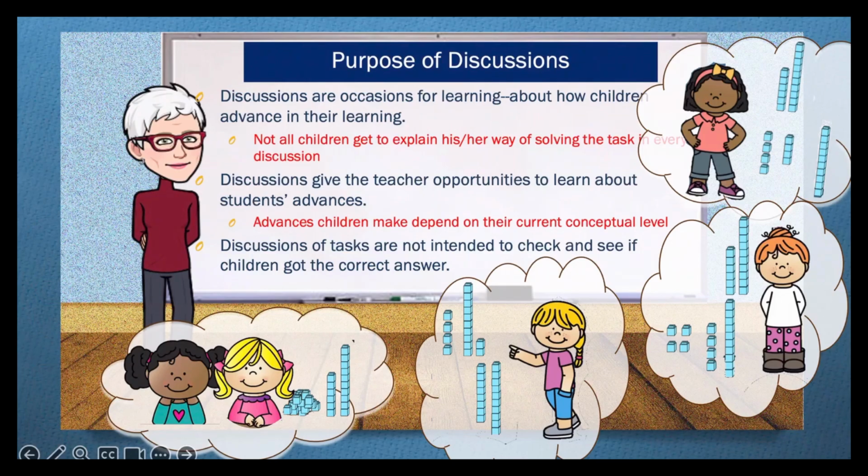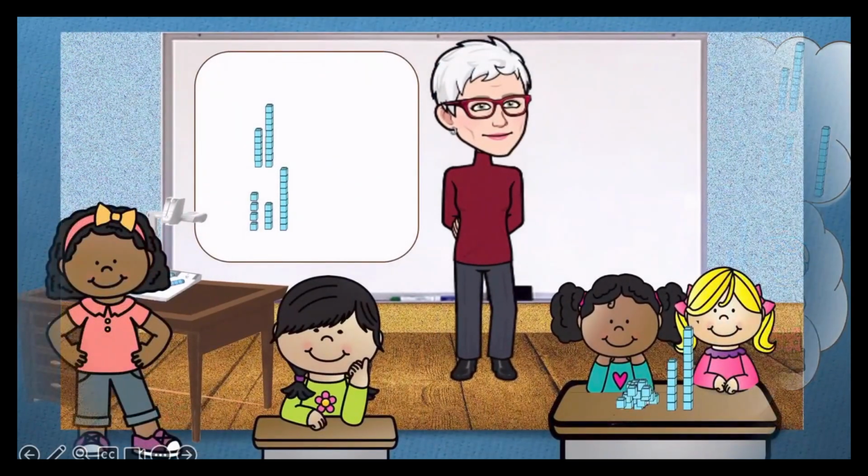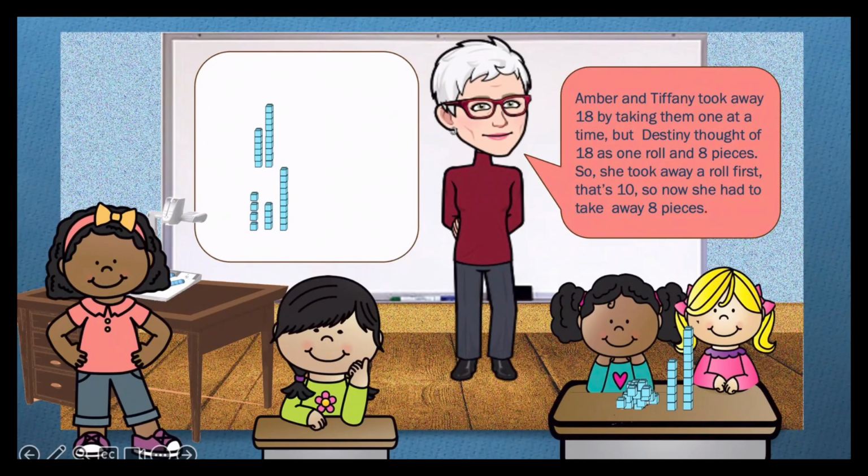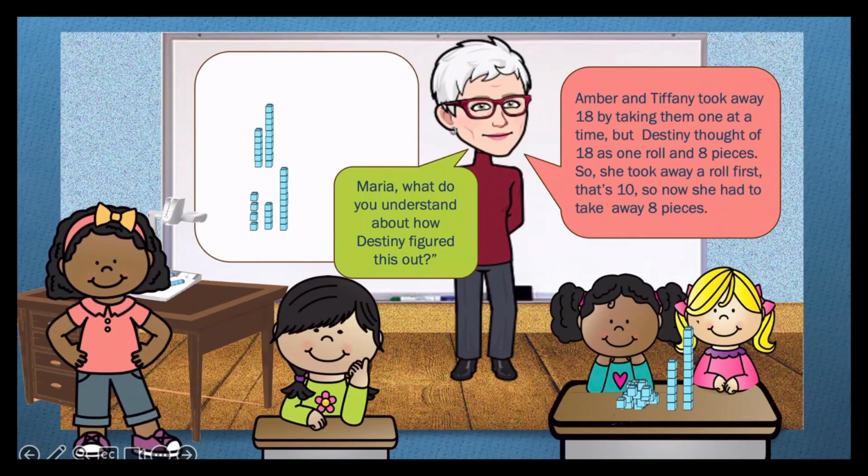In the case of the second example, the teacher might say, "Amber and Tiffany took away 18 by first taking them one at a time. But Destiny thought of 18 as one roll and 8 pieces. She took away a roll first. That's 10. So now she had to take away 8 pieces." The teacher can then go on to call on someone by name and ask, "Maria, what do you understand about how Destiny figured this out?"